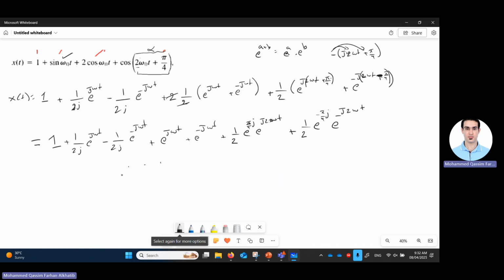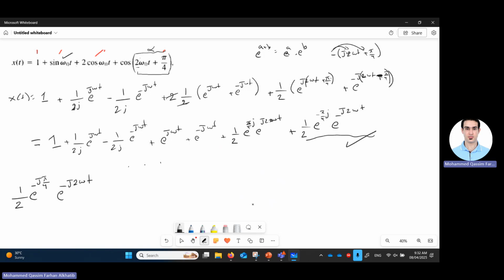Now let's collect all common terms. Let's start with the most negative exponent. And you'll see why. Then you will find that the coefficients will be there automatically. So what is the most negative exponent? This one. So I have 1 over 2 e to the power negative j pi over 4 e to the power negative j 2 omega t. So I'm done with the first term.